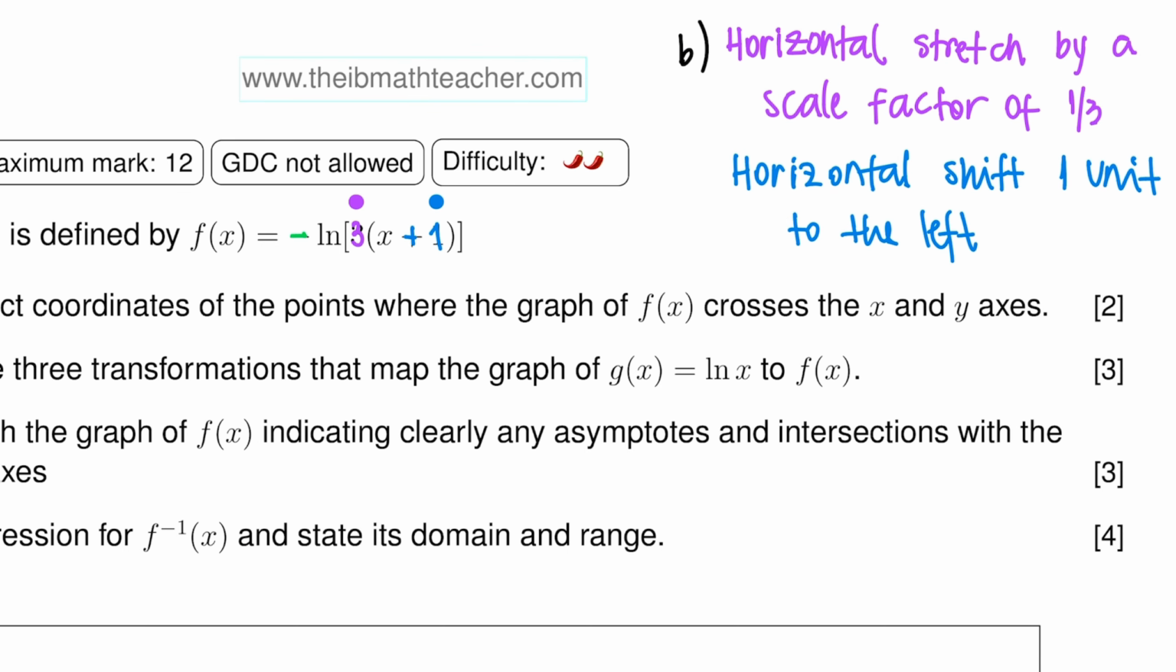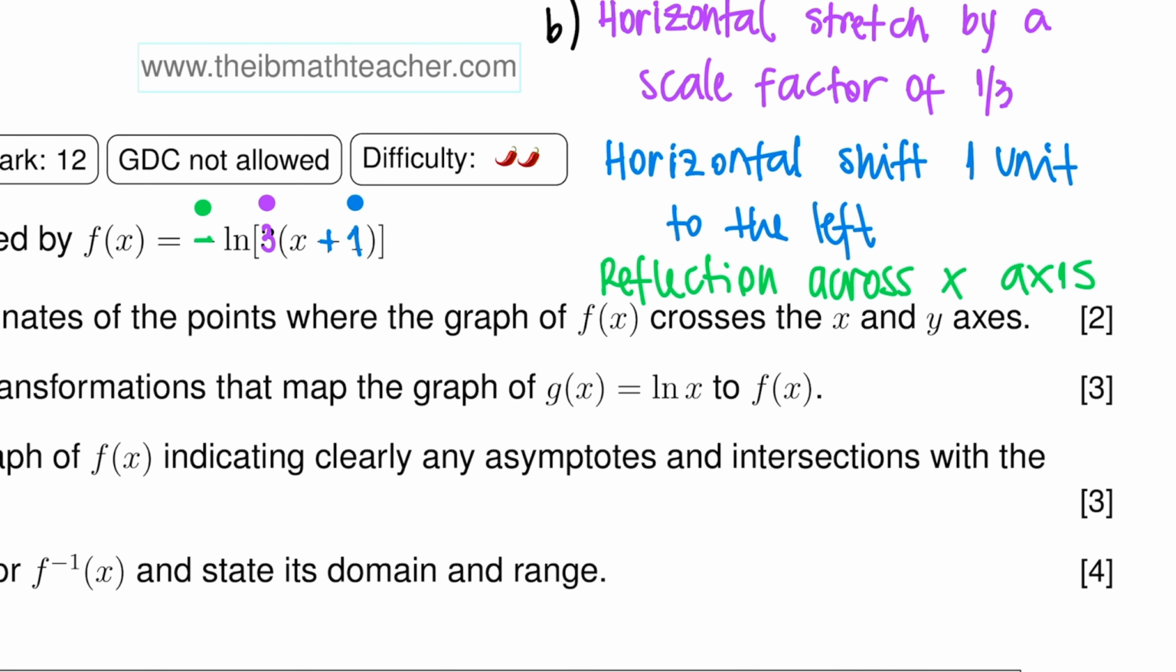And lastly, we have this negative sign over here, which represents a reflection across the x-axis. And there we have it. Now, with this in mind, we're going to sketch this curve starting from the parent function. And what is the parent function?